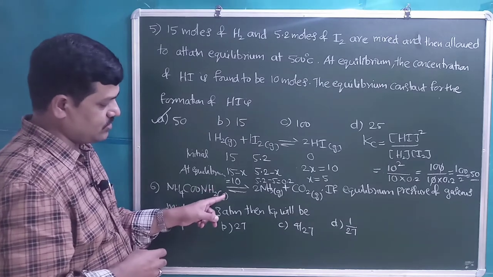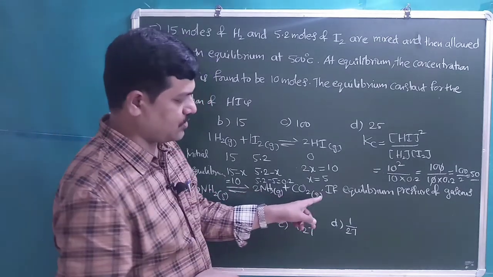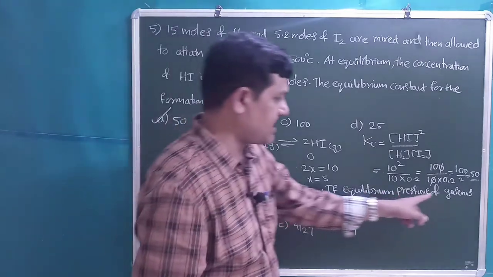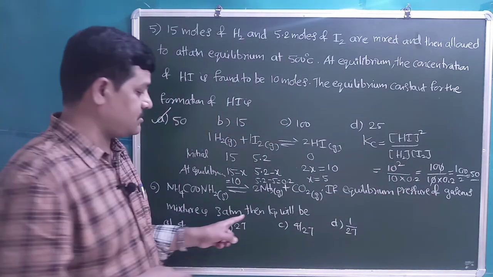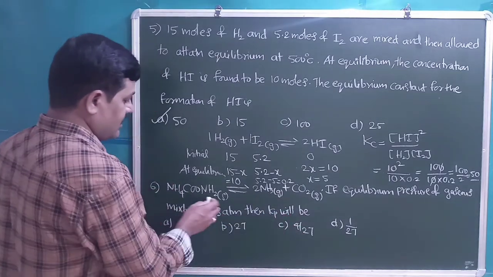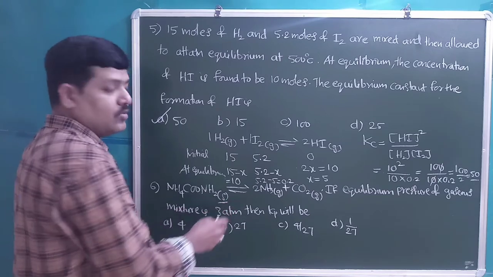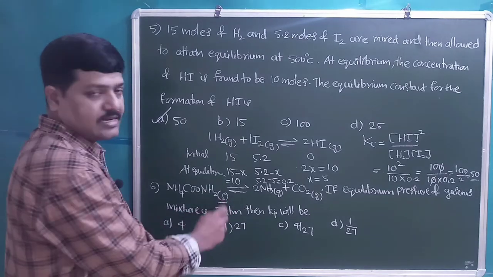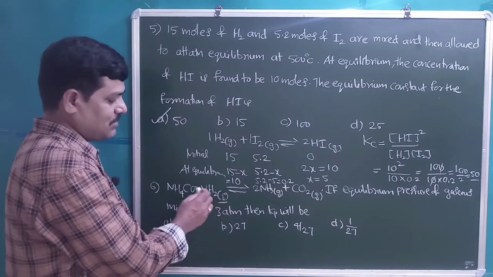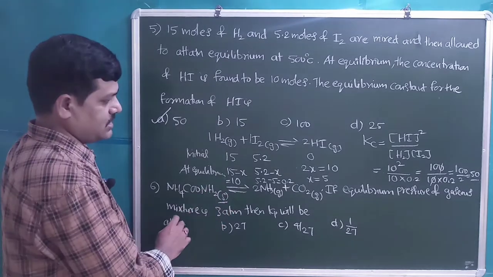NH4COONH2 solid is in equilibrium with 2 NH3 gas plus CO2 gas. If the equilibrium pressure of the gas mixture is 3 atmospheres, then what will Kp be? Students, here the reactant is a solid. When solids or pure liquids are present, there is no need to consider them in the equilibrium expression, because with time the concentration of the solid will remain constant, right?